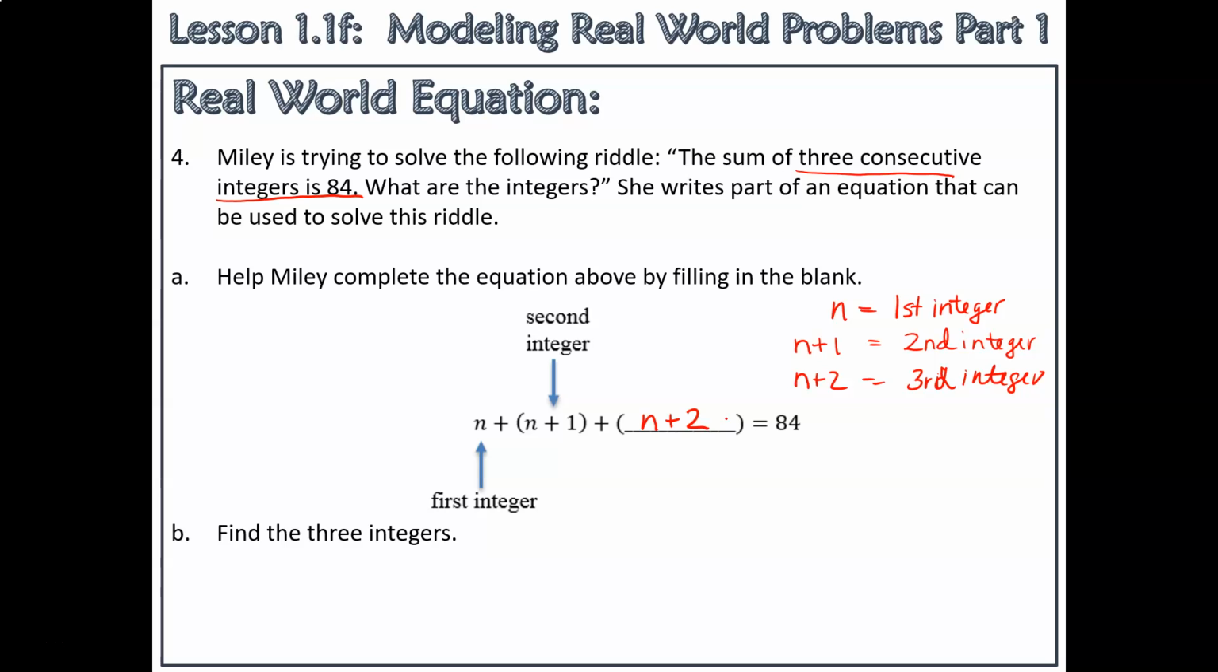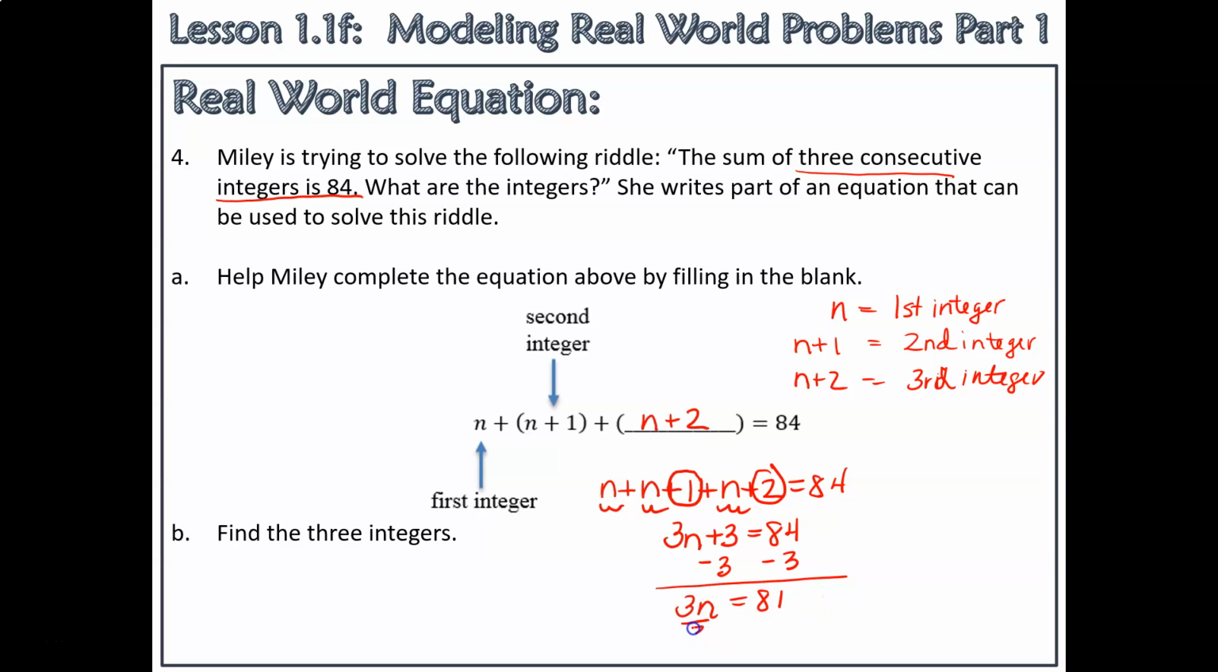And we said those three numbers, if you add them up, they should total 84. So let's find what the first one is by finding n. So let's combine all the n's. So we have 3n, and combine all the constants. So we have plus 3 equals 84. I'm going to use the inverse to get rid of the 3. I'm going to subtract 3 from each side. So 3n equals 81. And if you divide by 3, n is 27.